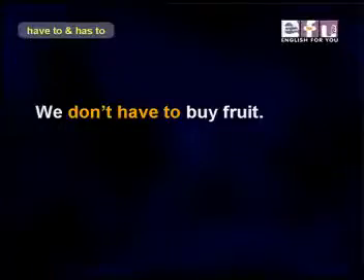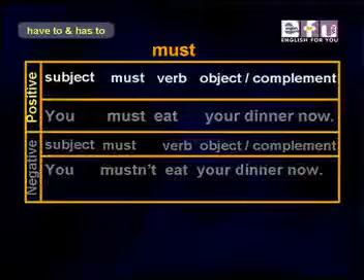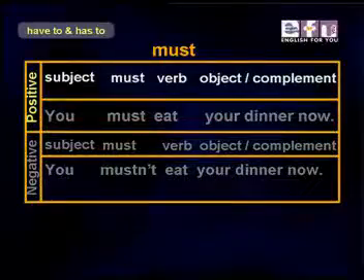Next example. We don't have to buy fruit. There is fruit in the refrigerator. So we can see that it is not necessary to buy fruit. Here is a chart to help you.